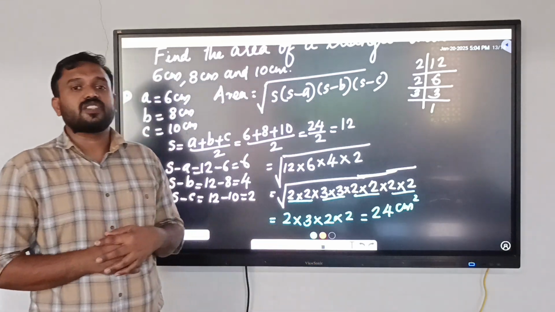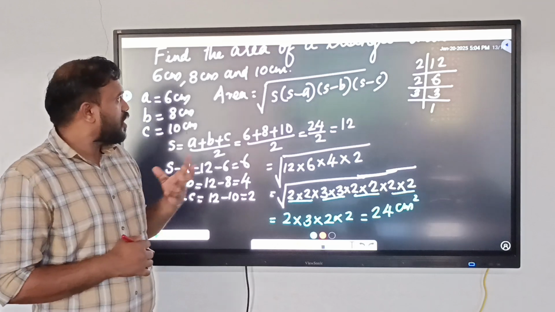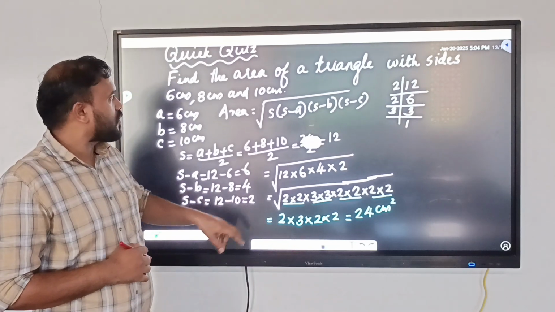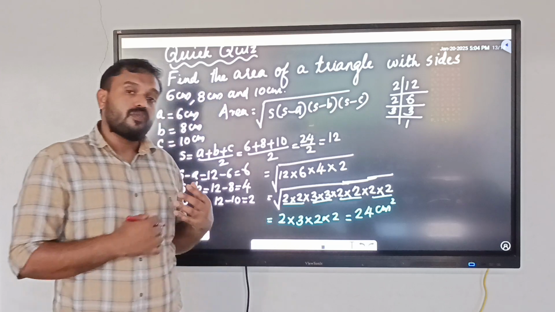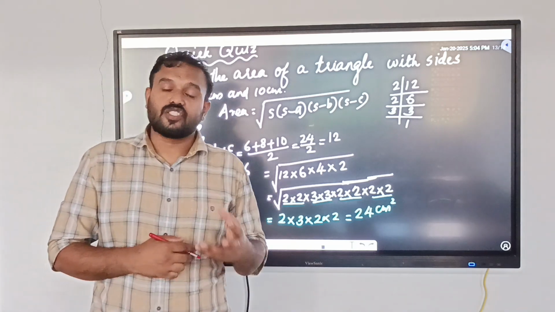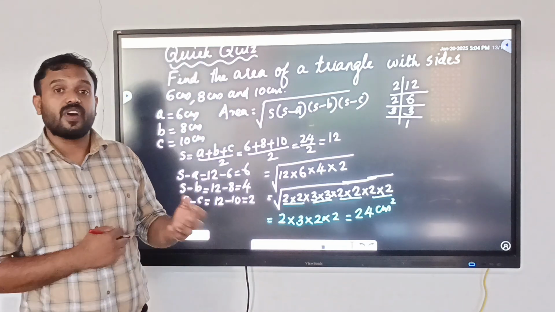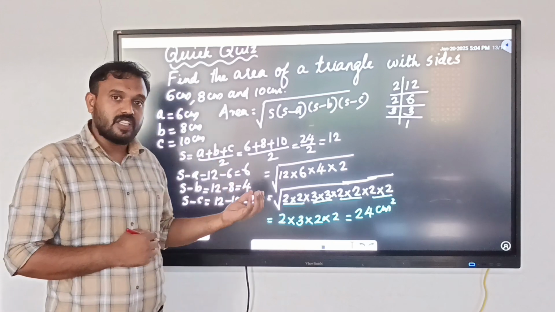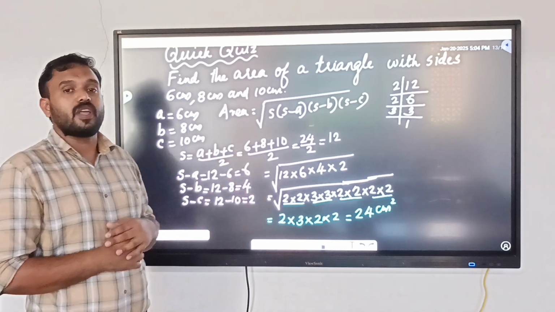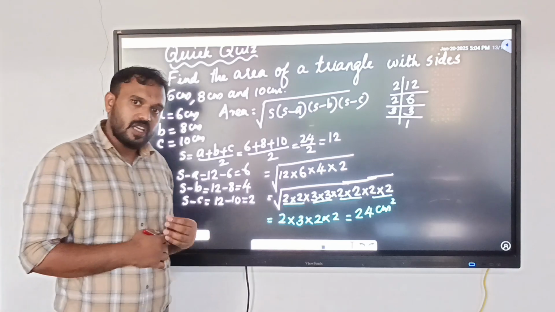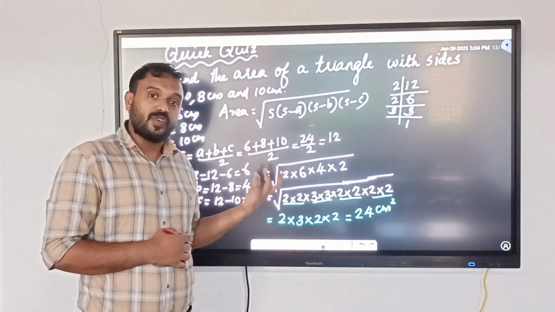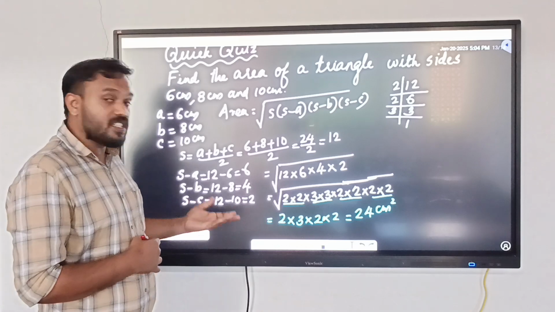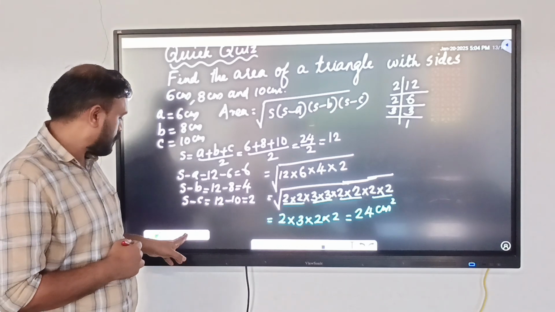So what did we discuss today? Today we discussed Heron's formula and its application. So what is Heron's formula? If the three sides of a triangle are given, then we can easily find the area of the given triangle. That is, the area of the triangle is root of s into s minus a into s minus b into s minus c. And we have discussed different questions on how to apply Heron's formula, and then its application in real life.